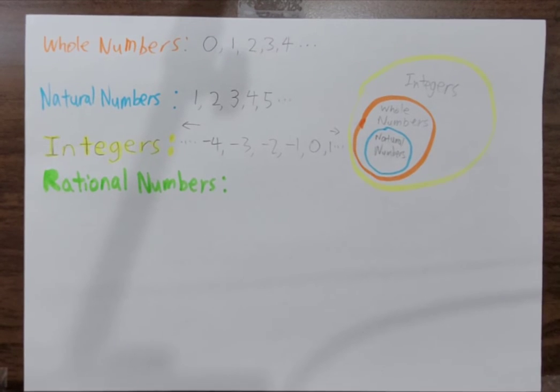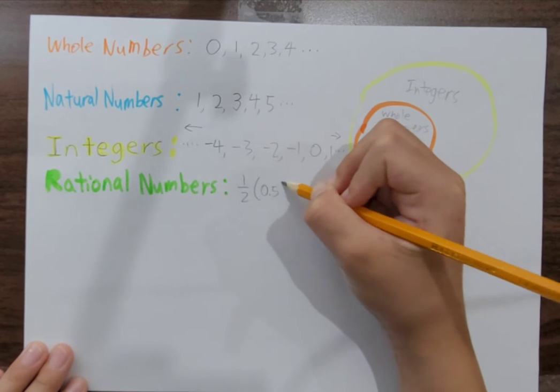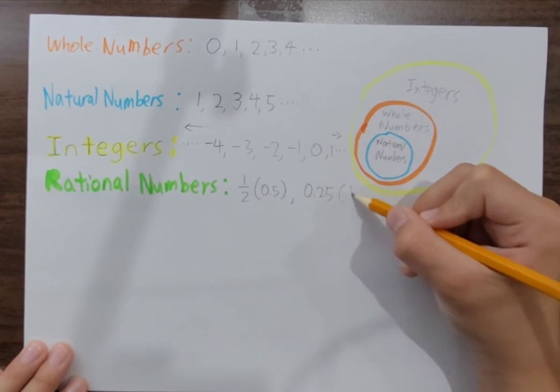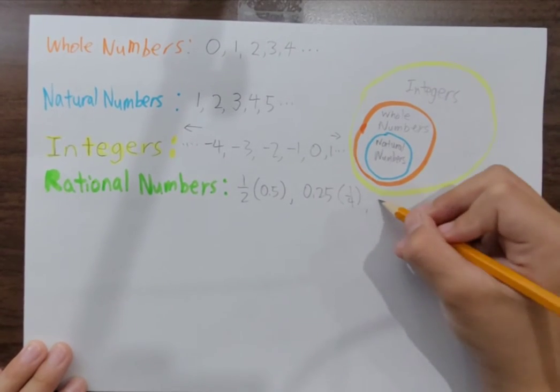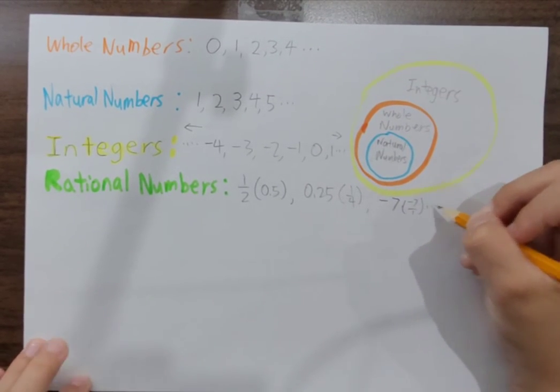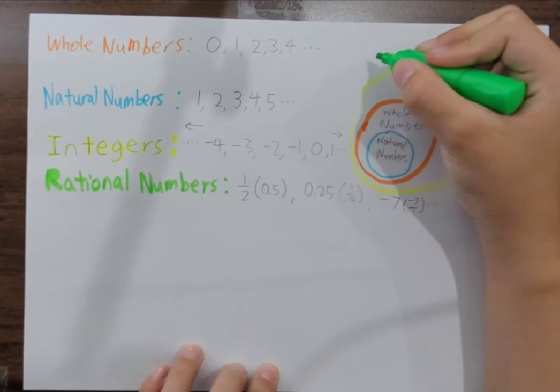Rational numbers. What are these? These are any numbers that can be written by dividing one integer by another. Like in plain English, any number that can be written as a fraction or a ratio. An easy way to remember this is rational's root word, ratio. So it can be 1/2, which is also equal to 0.5, 0.25, which is also equal to 1/4, -7, which can be written as -7/1, and so on. And so these rational numbers are right here.